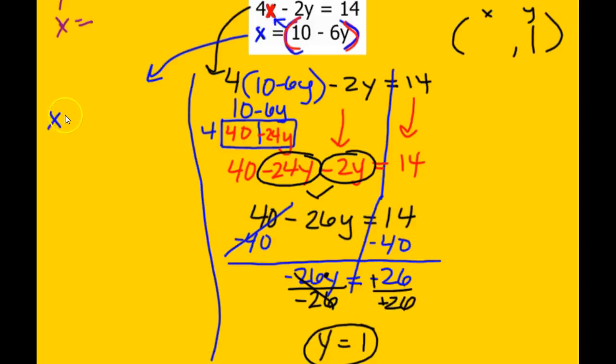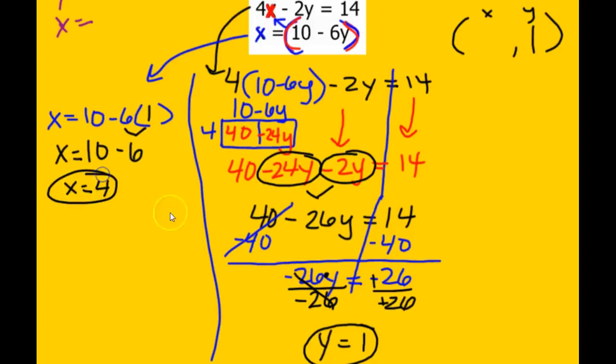So if we're trying to find x, it says take 10 and subtract 6 times y. And y is really a 1. We learned that, or we solved that over here. Well, 6 times 1 is just 6. So we have 10 minus 6. Well, 10 minus 6 is 4. So we know x has to be 4. The point 4, 1 is where our two lines would cross if we were to graph them.